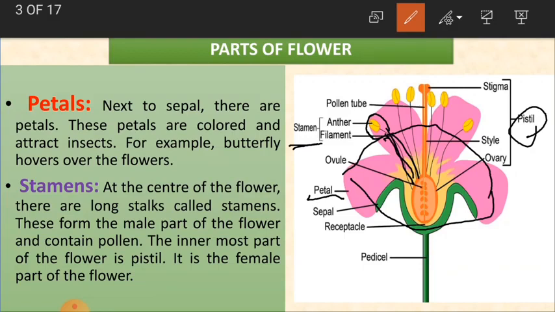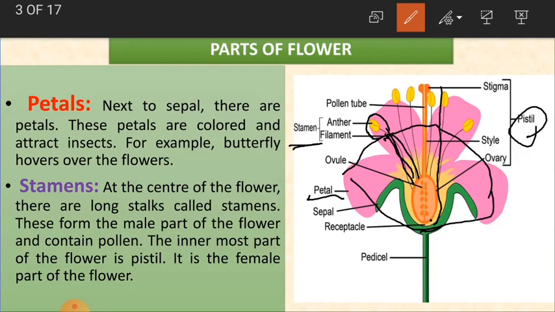So if this is the bud, and in the bud it starts from here, and this part, totally this red color part, no children, this red color part, is completely known as the pistil. The innermost part of the flower is the pistil. It is the female part of the flower.